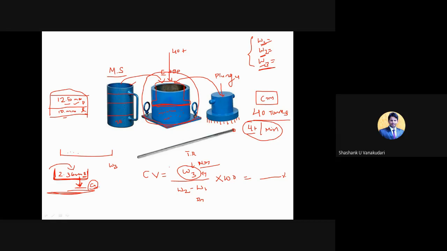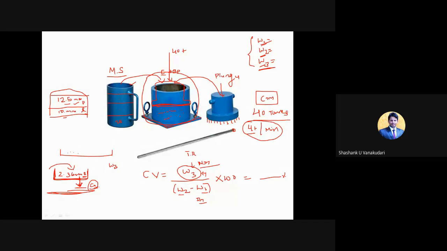Clear? And then here W2 minus W1. So W2 minus W1, what is it going to give? W2 is nothing but the aggregates which are filled in this measuring cylinder, right? It means the measuring cylinder plus the aggregates. Clear? So from that I am going to deduct W1, meaning the empty weight of the measuring cylinder. What exactly is it going to give? Only the weight of the aggregate. Clear? That is the original weight of the aggregate which is used for the testing purpose.